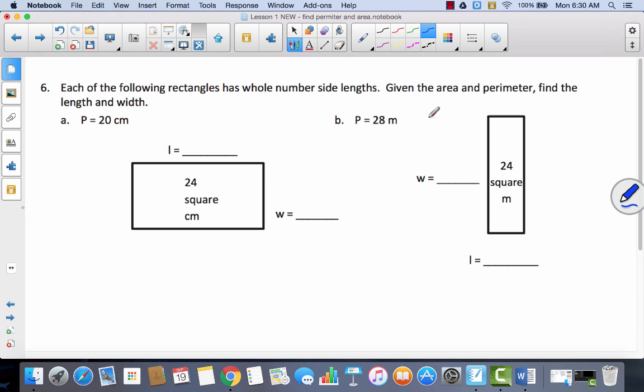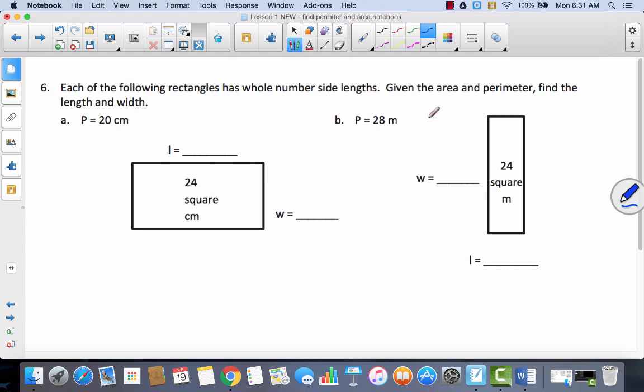Each of the following rectangles has whole number side lengths. Given the area and the perimeter, find the length and the width. So this is going to be the bonus of this problem. It's the very last problem on this sheet, and you're going to notice that it's going to use a little bit of thinking skills, but I think together we can do it.